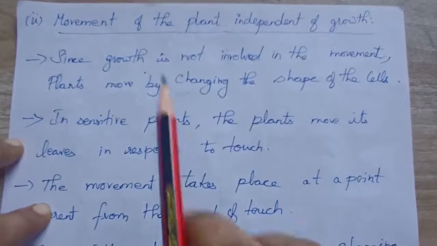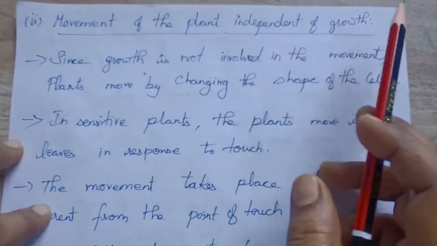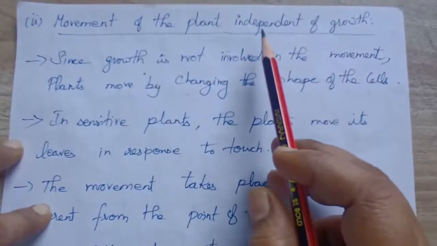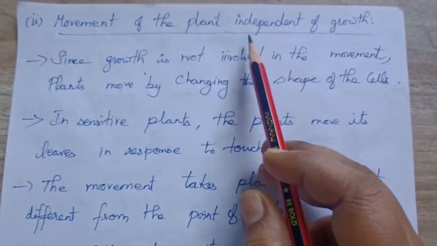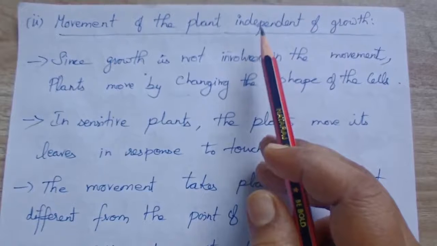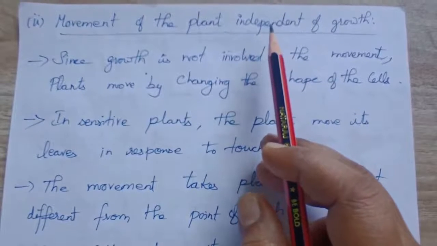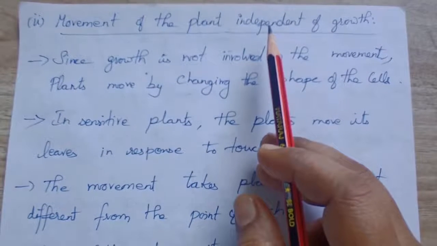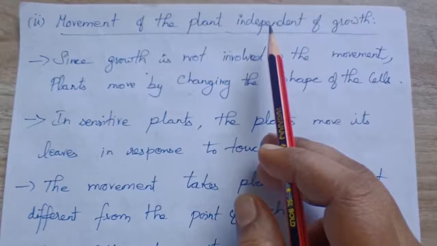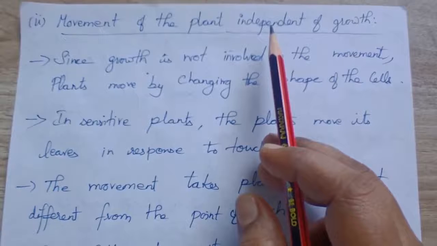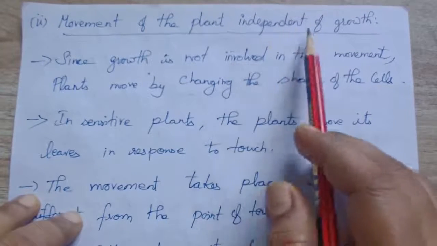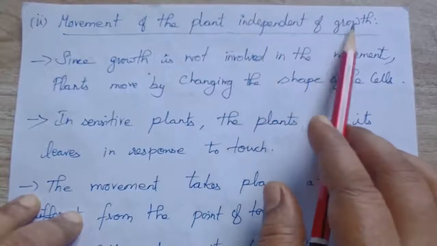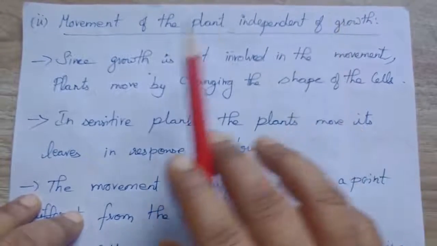Now we will continue with the movement of the plant independent of growth. Previously, we saw movement dependent on growth, where because of the growth of the plant we are able to see that it is moving. We have seen four types: phototropism, geotropism, hydrotropism and chemotropism. Next, movement of the plant independent of growth. So growth does not play any part in the movement of the plant.